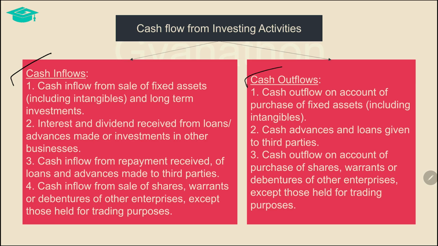The cash outflows from investing activities include cash outflows on account of purchase of fixed assets, including intangible fixed assets, cash advances and loans given to third parties, as well as cash outflow on account of purchase of shares, warrants, or debentures of other enterprises, except those held for trading purposes. These items of cash inflows and outflows are all related to fixed long term assets and other long term investments of an enterprise and are hence classified under cash flow from investing activities.